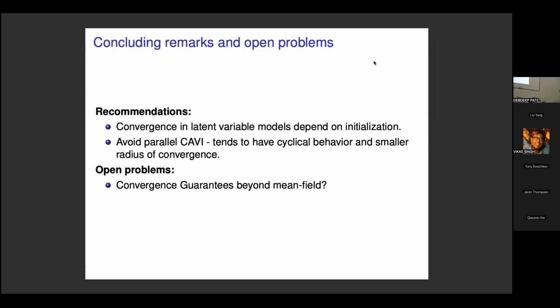It also tends to have some cyclical behavior that we have observed in the case of Ising models, and it has a very small radius of convergence in the sense that you need sparsity squared to be small o of n, which is typically a more restrictive condition. Of course, this is all for mean field, at least on the computational side of things. We currently don't have any guarantees beyond mean field, and that's what we are working on at the moment.